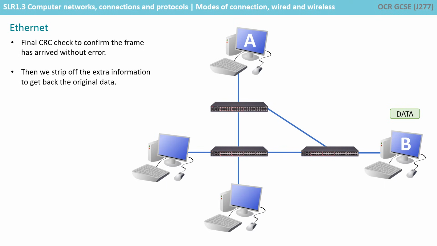After the CRC check has been performed, the header and the CRC is stripped away, and the computer is left with the data. You'll notice that this network is significantly more secure because the data only travelled between the switches that it needed to, and the other computers on the network were completely unaware of the transmission. This is how the Ethernet protocol works.